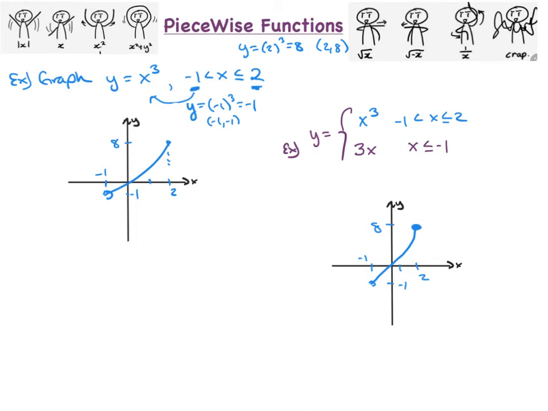Okay, now for the other graph, y equals, I'll go to my purple pen, 3x. Okay, so remember this is like y equals mx plus b. So my y-intercept is 0. I would go up 3 and over 1.